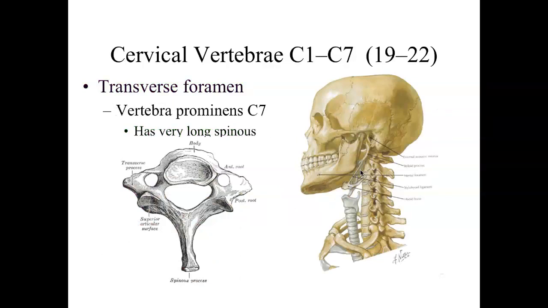And the last cervical vertebrae we'll talk about is C7, which is named vertebra prominens, and that is because it has the most prominent, longest spinous process of all of them. And if you feel the back of your neck, you're going to feel a very prominent bump once you get to the base of your neck, and that is C7 there. So it's quite a landmark for counting vertebrae.